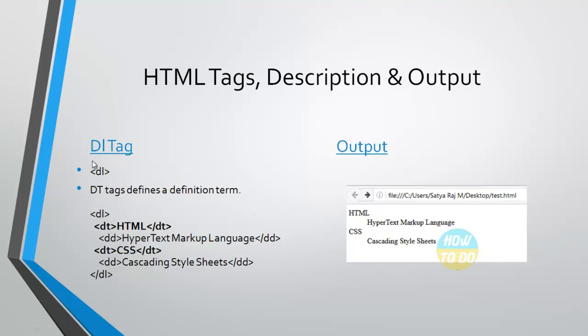Next comes the DT tag. The DT tag defines a definition term, and this is the syntax for the same, wherein you will be getting the name, the short form and the full form of this particular text.